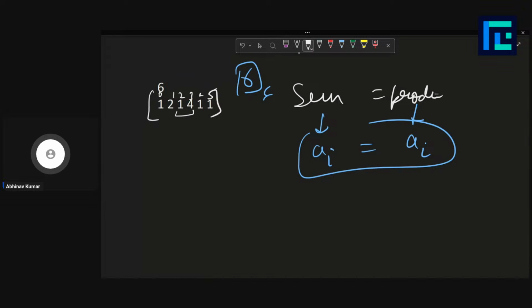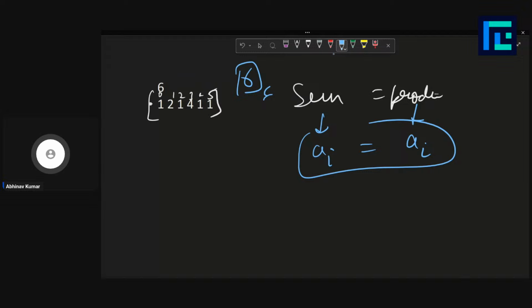Let's check for 1, 4. Sum is 5, product is 4. Again, not equal. Let's check for 4 and 1. Again, 4 and 1, sum is 5, product is 4. 1 and 1, sum is 2, product is 1. Not valid. So two-sized subarrays, none of them were valid. Let's check for three-sized subarrays.